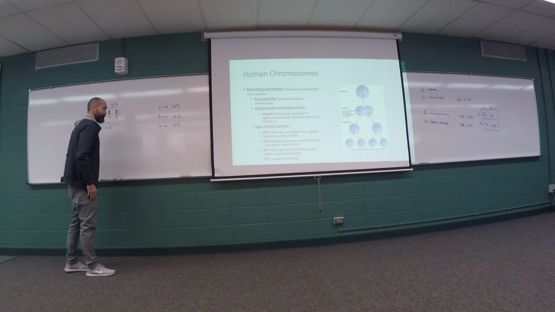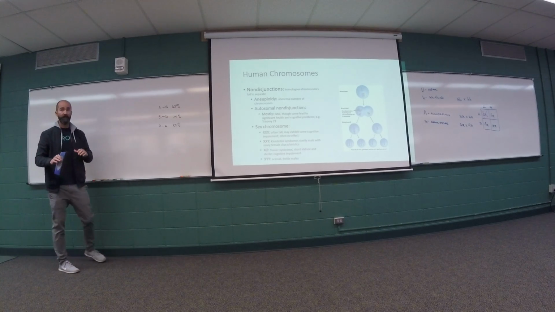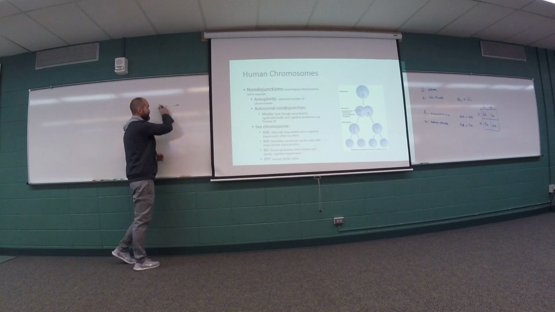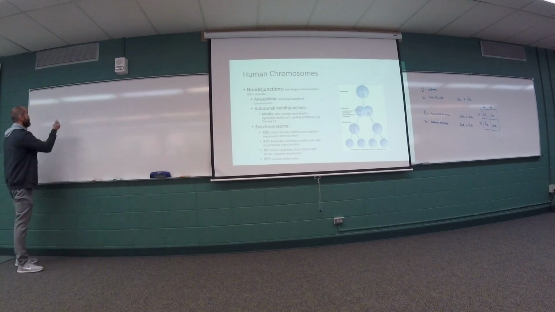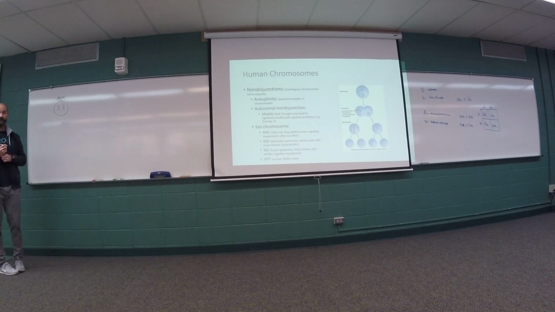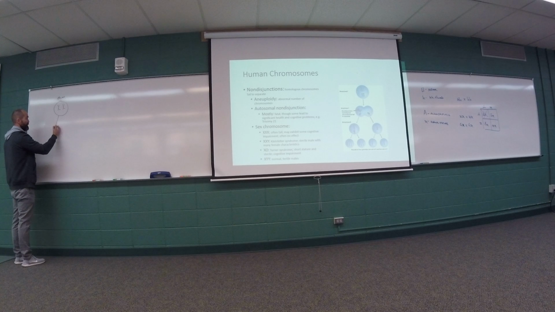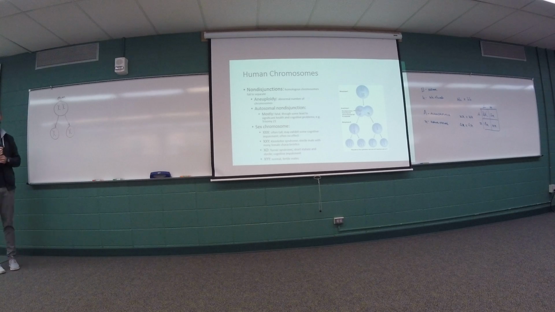So we can model this. And over on the right-hand side of the board, I'm going to draw what should happen during meiosis. So for mom, mom has 2 X chromosomes, right? Like that. After meiosis 1, there are 2 haploid daughter cells. Like that, right? Isn't that what should happen?